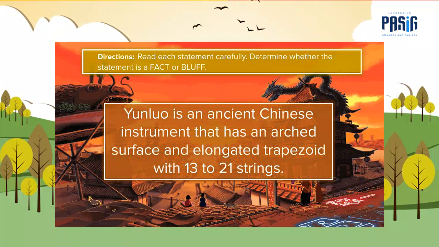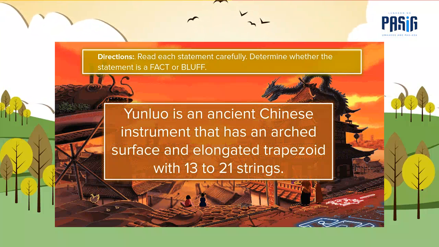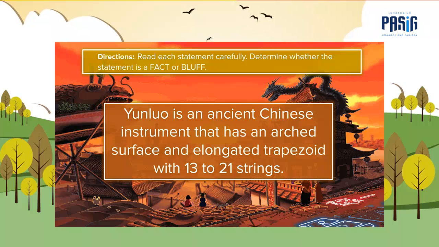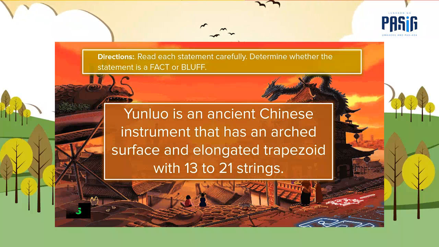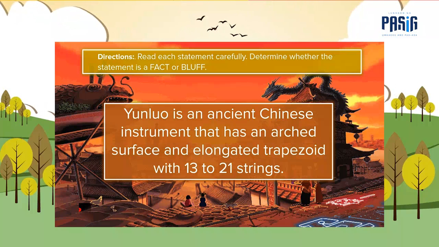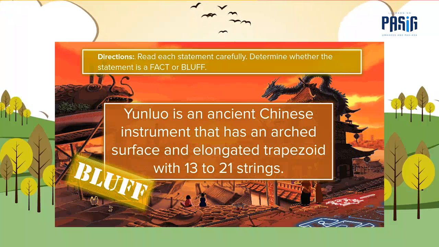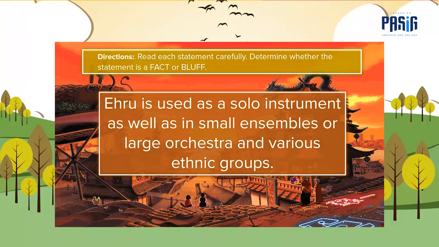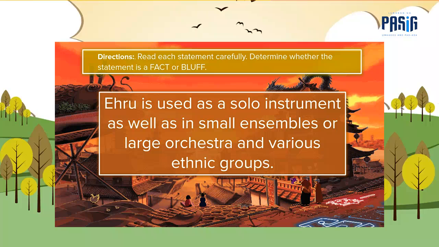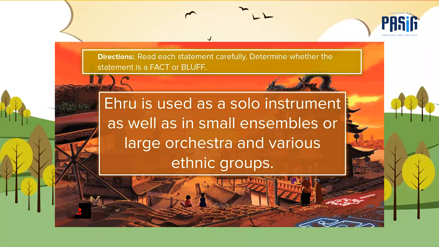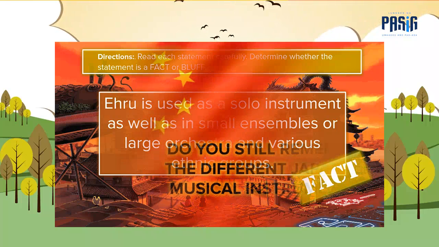It's a fact. Guzheng is an ancient Chinese instrument that has an arched surface and elongated trapezoid with 13 to 21 strings. It's a bluff. Erhu is used as a solo instrument as well as in small ensembles or large orchestras in various ethnic groups. It's a fact.